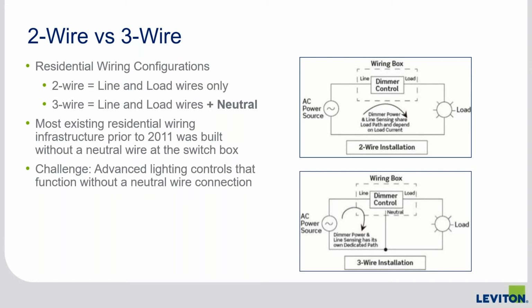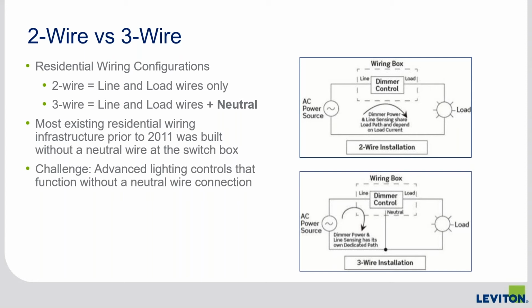Now, 2-wire dimmers work where you have the power coming in from your source or your breaker panel and going through the dimmer and then out to the lighting load. Any power that the dimmer needs to use for control is then being, let's say, leaked through the lighting load.